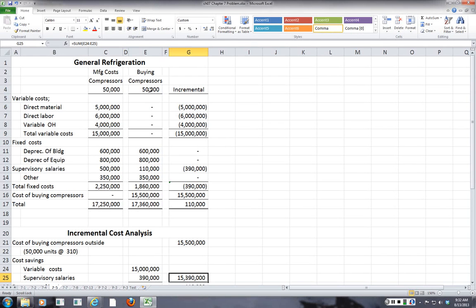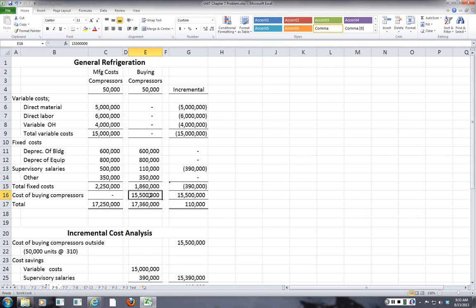Now a competitor comes along and says, "Hey, I'll build 50,000 compressors for you, and I'll charge you $15,500,000." So now they need to know, does it make sense for us to build these things ourselves, or shall we purchase these compressors? So these are fixed costs: the $600,000 depreciation and $800,000 of depreciation, and the salaries of the supervisors, another cost.